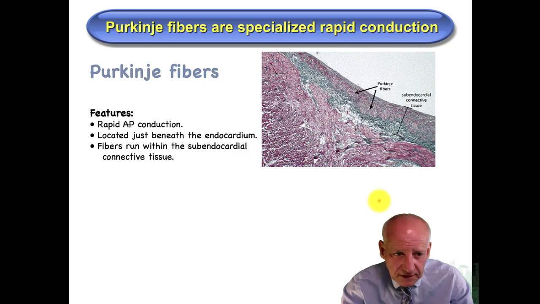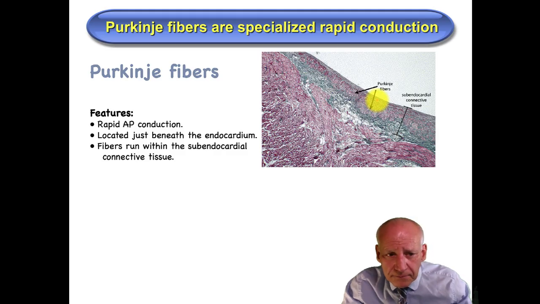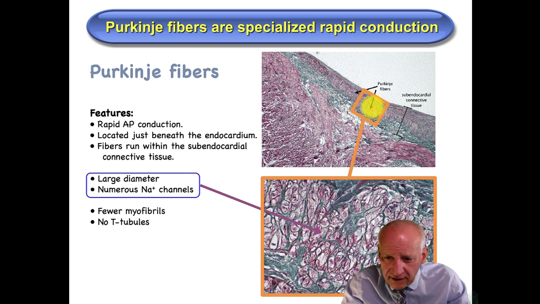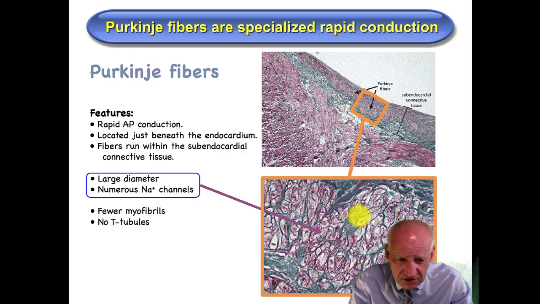Here's another histological image, which shows the Purkinje fibers located just below the endocardium, or inner surface of the heart, the ventricle. Here's the endocardial surface. Just below, in the subendocardial connective tissue, we find the Purkinje fibers. Note that the Purkinje fibers are very large. They are much, much larger than a cardiac myocyte. And because of this large diameter, and because they have high density of sodium channels, they conduct excitation very rapidly. The action potentials spread along the Purkinje fibers extremely rapidly.